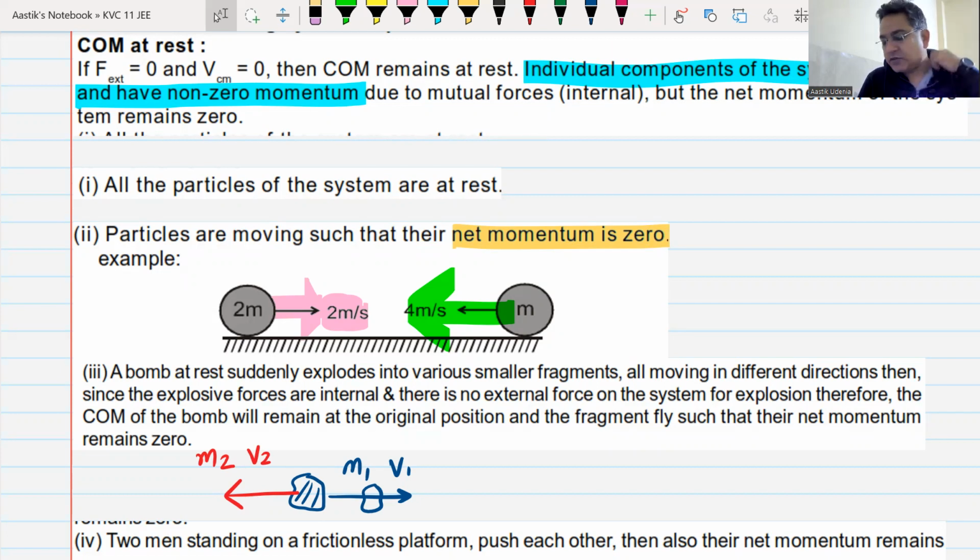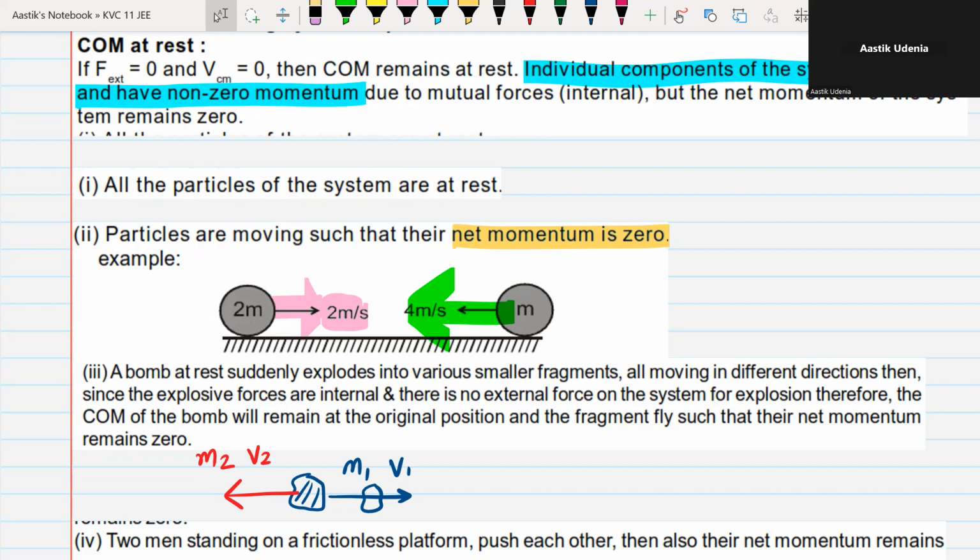We had seen the case where a bomb was exploding and we had to find out. Initially the bomb was at rest. If it explodes into two parts, we can find out the relation between the two momentums. Do we understand this? Yes or no? Do we remember this? Okay.